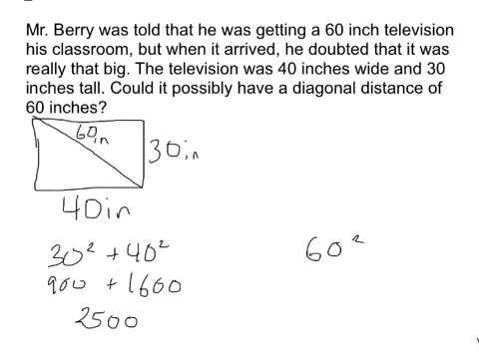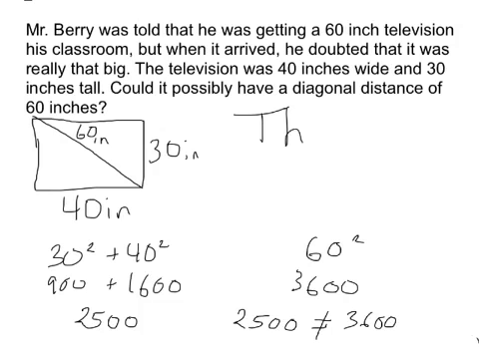Okay. Now, what we're going to do is see what 60 squared is. 60, as we just looked at in the last problem, 60 squared, or 60 times 60 is just 3,600. And as we all know, 2,500 does not equal 3,600. So no, this is a 50-inch TV instead of a 60-inch TV. So this is not a 60-inch TV.